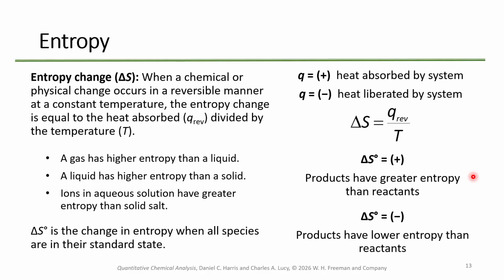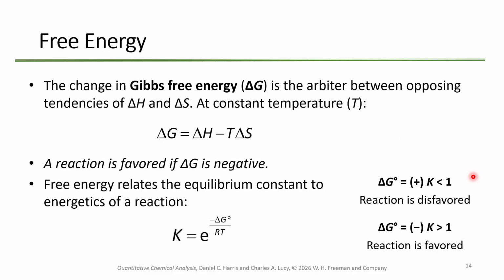So if K is less than 1, products are always over reactants, right? Okay, and so the products are disfavored, the reactants are favored, right? Or another way of saying that is that the reaction spontaneously goes backwards to the reactants.